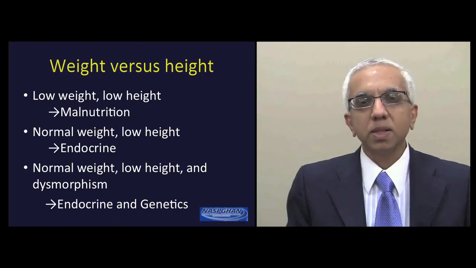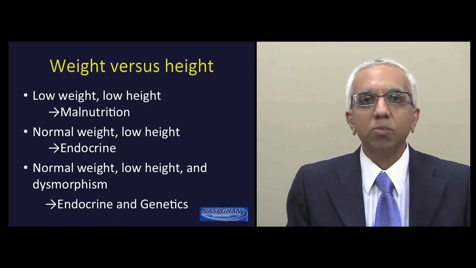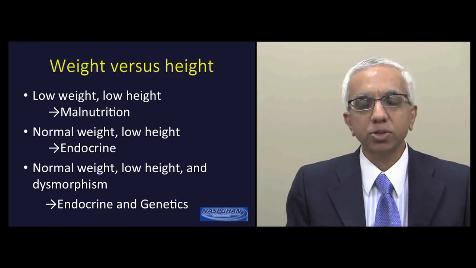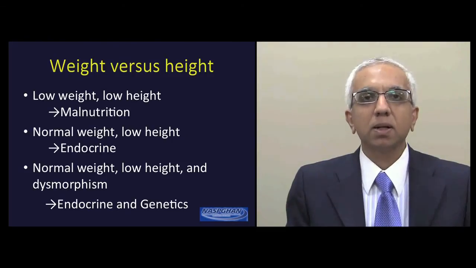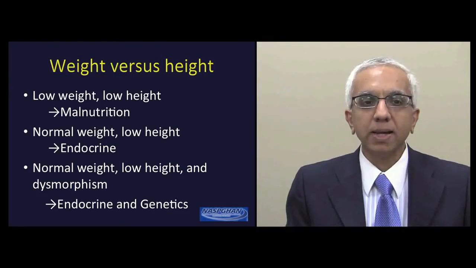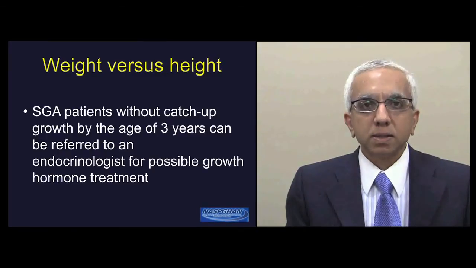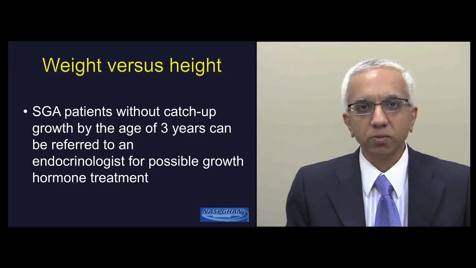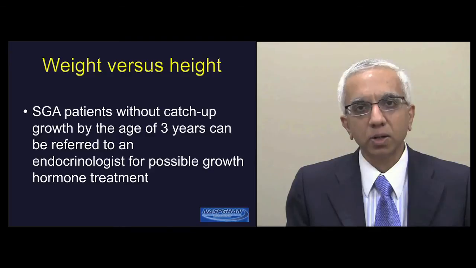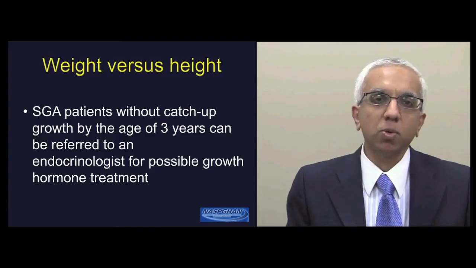Again, looking at these patients who have low height, if they have both low weight and low height, malnutrition is possible. Children with typical endocrine problems tend to have a normal weight but a low height, while children with either endocrine or genetic problems may have normal weight, low height, and dysmorphism. Small for gestational age patients usually show catch up within the first 2 or 3 years. If by the age of 3 they have not shown catch up with regard to height, they may be candidates for growth hormone treatment.